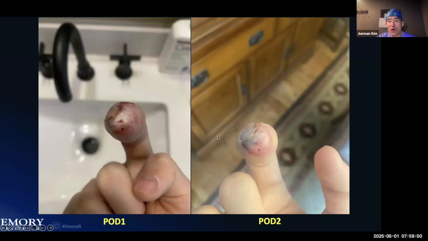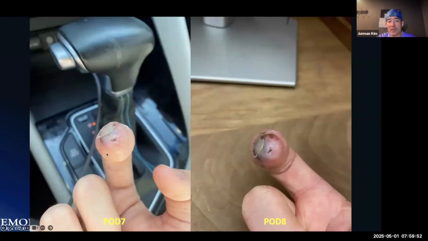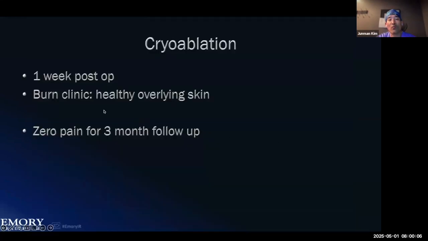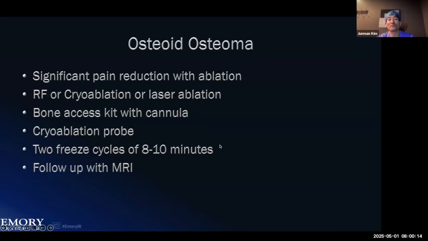But we followed up, and at some point, at day 8, I even sent him to see a burn specialist at our Grady Hospital. But he did well. He didn't have any skin injury. Eventually, these healed well without any problem. Healthy overlying skin, and after 3 months, zero pain. He's happy with the results.